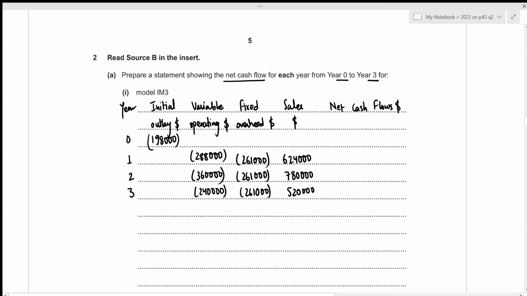So for year 0, that is just going to be negative 198,000, which is our initial outlay. Then for year 1, that will be minus 288,000 minus 261,000 plus 624,000, which results in 75,000. For year 2, that's minus 360,000 minus 261,000 plus 780,000, which results in 159,000. And for year 3, that's minus 240,000 minus 261,000 plus 520,000, which results in 19,000. That is all for the first part. Let's move towards the second one.